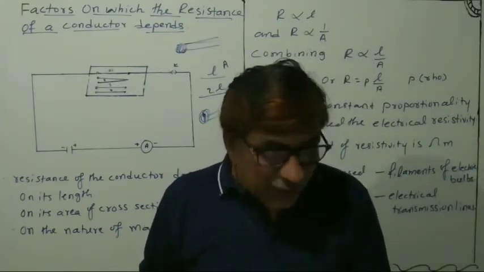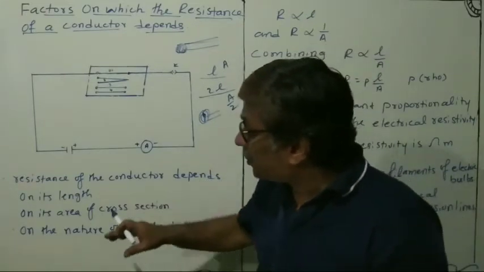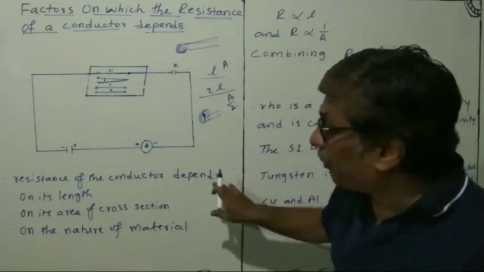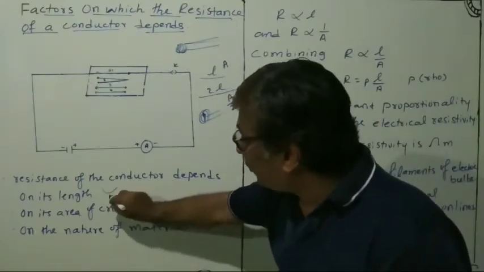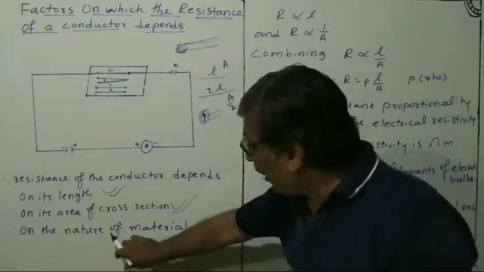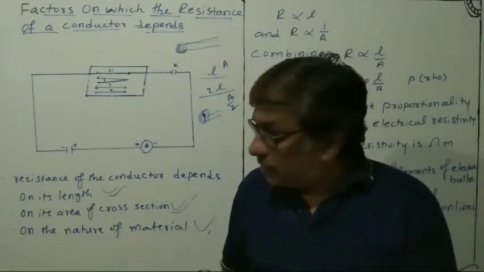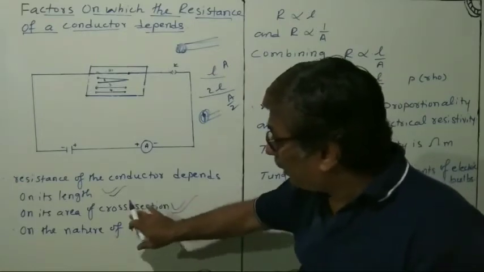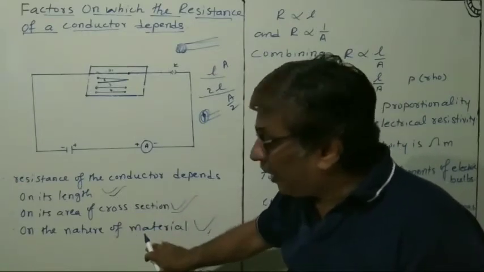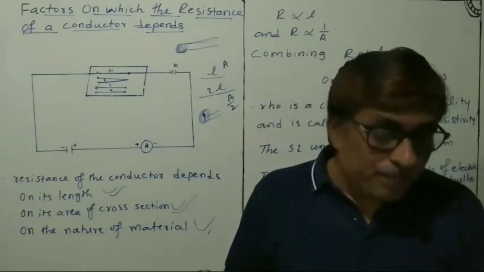So you observe that the resistance of a conductor depends on its length, on its area of cross section, and on the nature of the material. It depends upon these three: the length, the cross section, and the nature of the material.